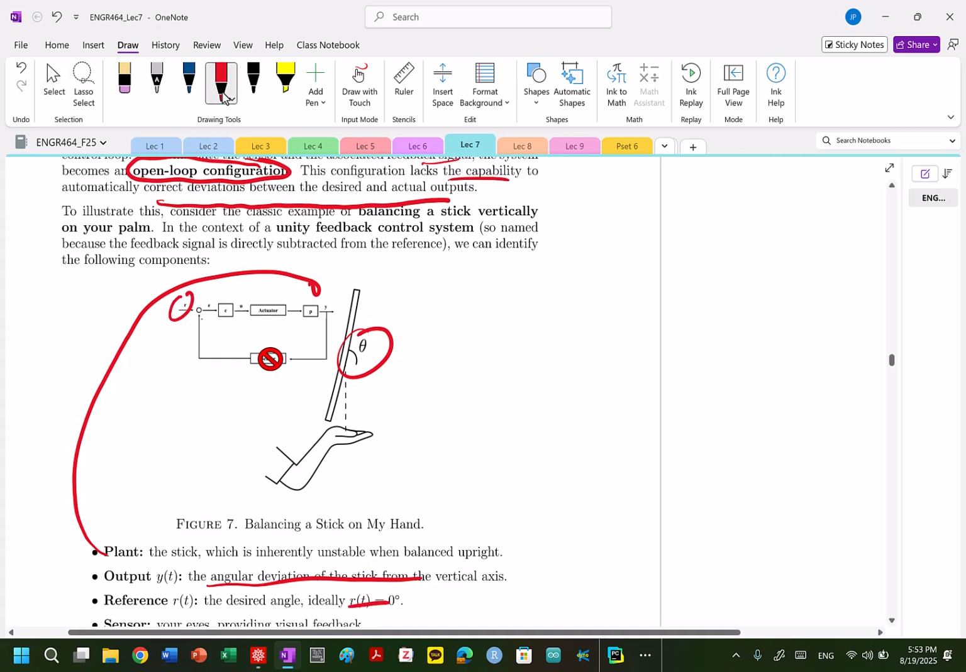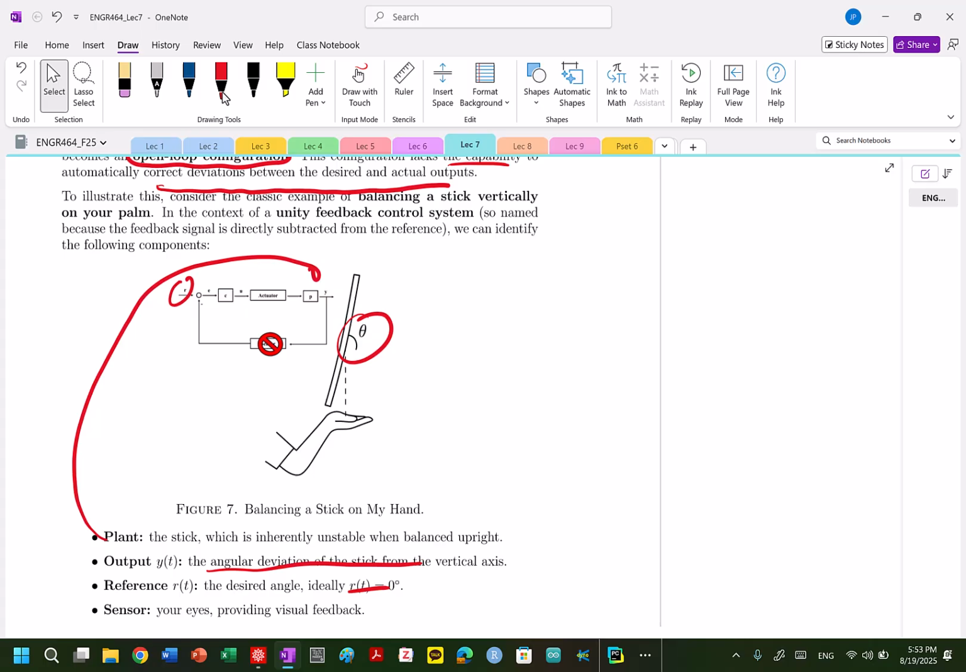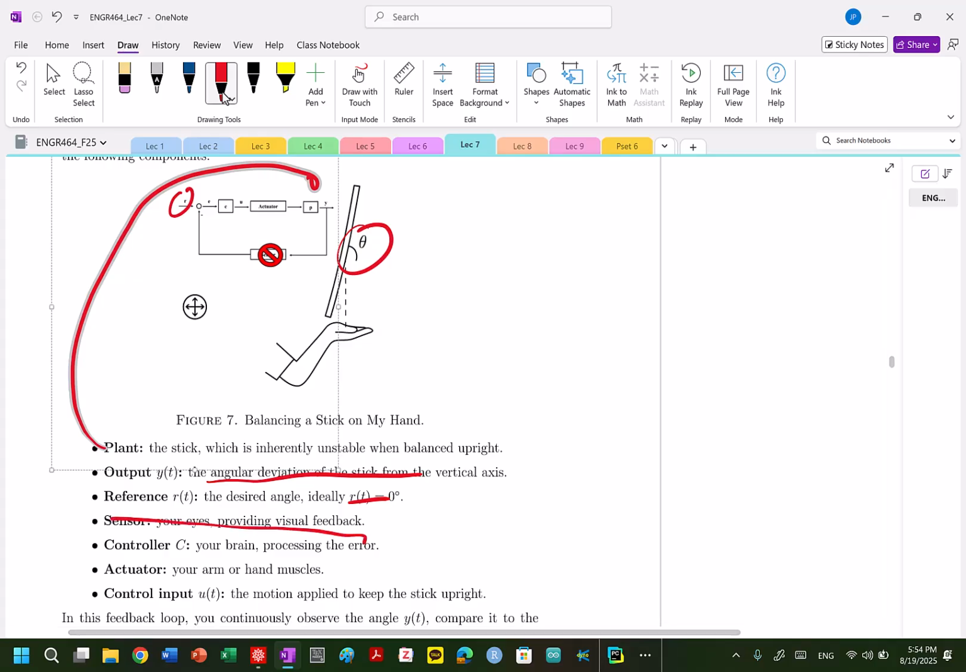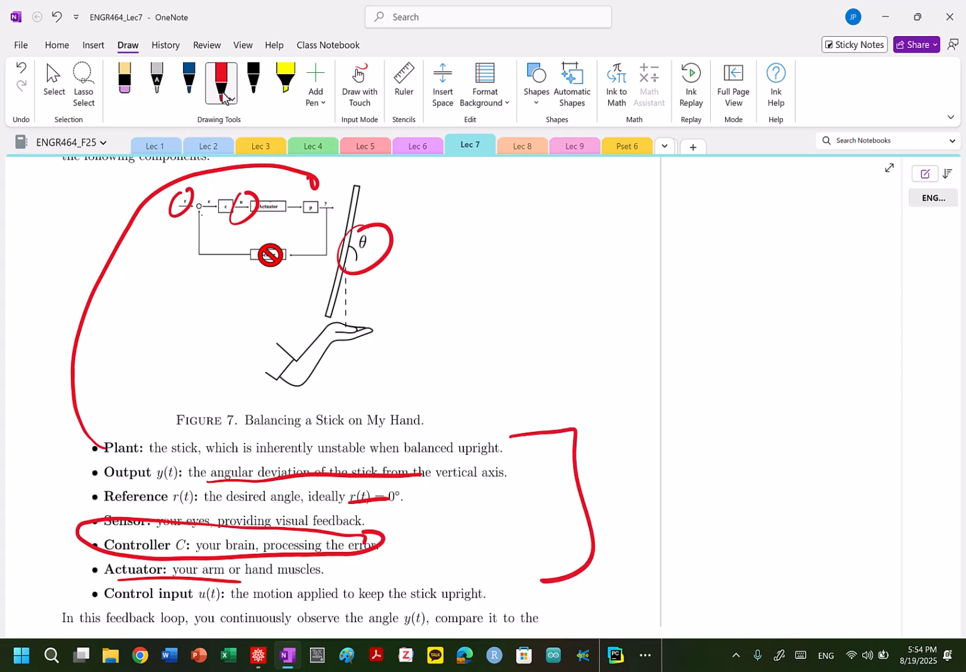My sensor in this system could be a potentiometer. I could also have basically my eyes, right? I can look at that angle. My controller would be my brain. The actuator would be the hand. The control input would basically be the signal for the motion to move and balance the stick. Now, that works. This is a unity feedback closed loop control system, right?